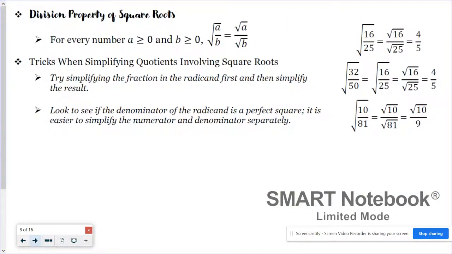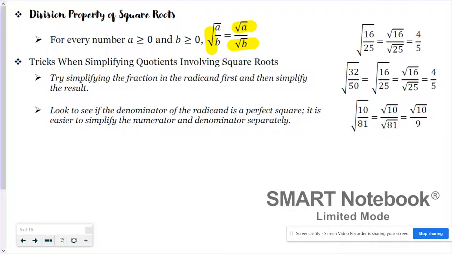So we can use our division property of square roots. If I have the square root of a over b, I can simply split this up. This is the same as the square root of a over the square root of b, and look at the numerator and denominator separately. That's one trick. But honestly, sometimes looking at it as the fraction a over b is helpful too. So just be aware you can go both ways with this.